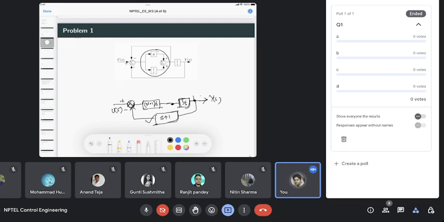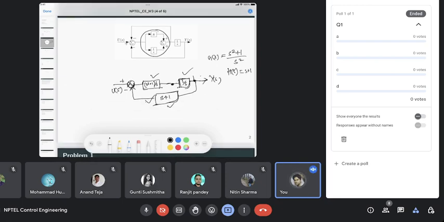So what is your G(S) value here? S square plus 1 by S square, since this and this are in the cascade, and the H(S) value, the feedback one with negative 1, is S plus 1, right? Yes, negative feedback. So then your closed loop transfer function Y by U is what? G by 1 plus GH, right? So you just simplify them.